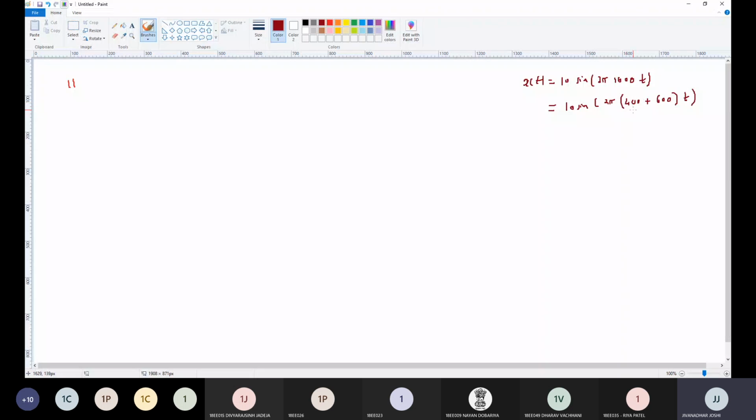How much is the sampling frequency we have assumed? 400. Fs is equal to 400 hertz. Original f was of 1000 hertz, right? So it appears to be how much? 10 sin, this 400 will cancel, so 10 sin 2 pi 600 t. So the original signal was of 1000 hertz and it appears to be 600 hertz. Is it okay for you? Say yes or no.